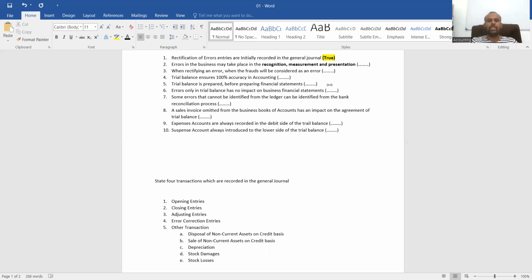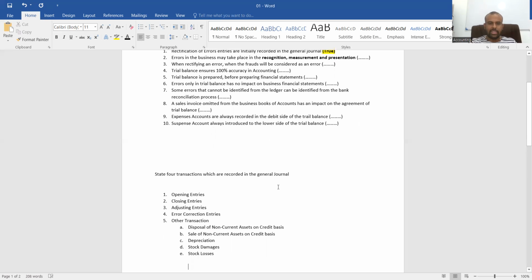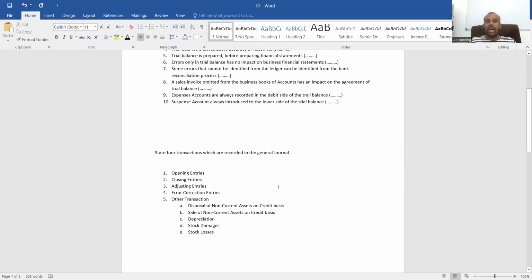Anything that cannot be recorded in the special journal, right? The entries that you are supposed to record in the general journal: opening entries, closing entries, adjusting entries, error correction entries, other transactions. What are the other transactions? Yes, we gave the example. You can say many, right? Okay, could you complete it? Take a minute and complete. Hurry up.